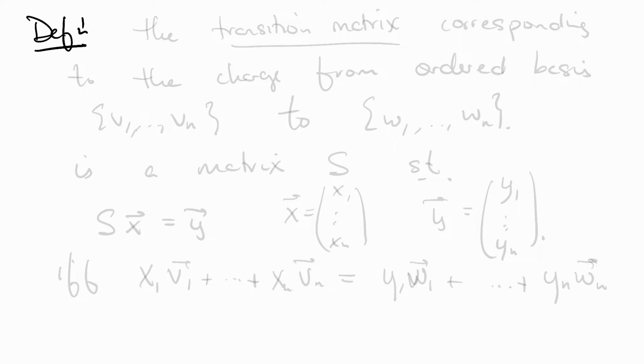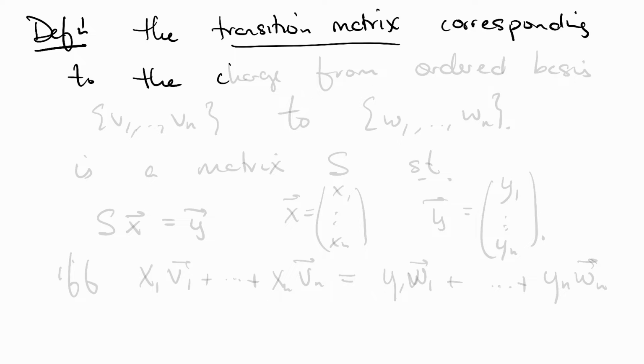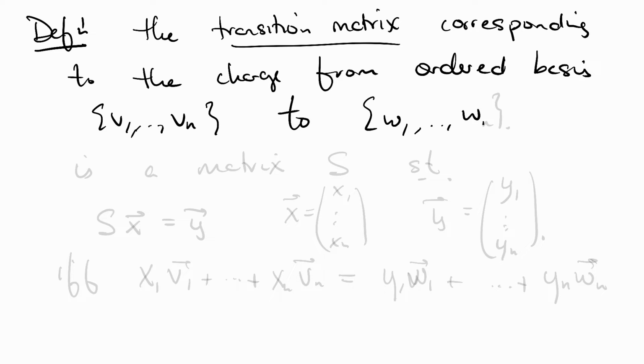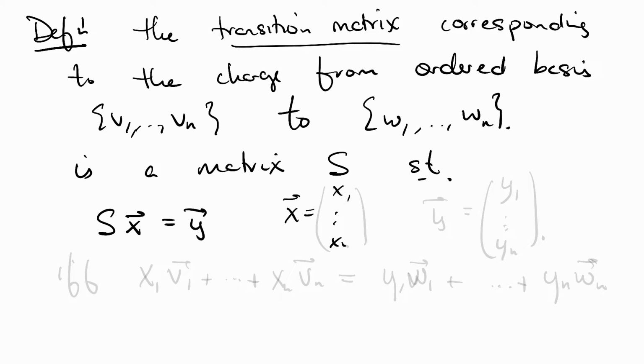Definition. The transition matrix corresponding to the change from ordered basis, say V1 through Vn, to ordered basis W1 through Wn, is a matrix S such that Sx is equal to y, where x, of course, is some vector x1 through xn, and y is some vector y1 through yn.